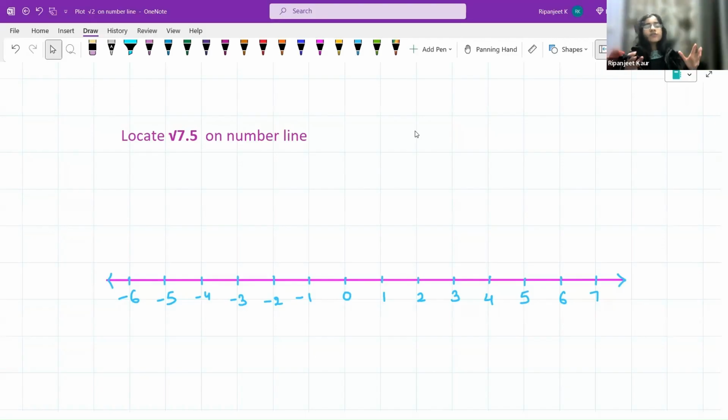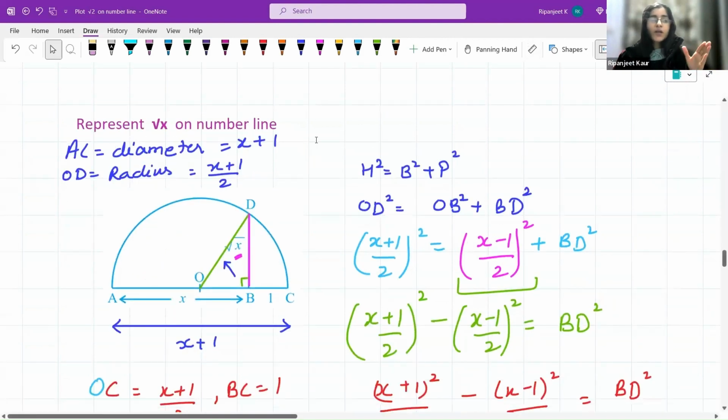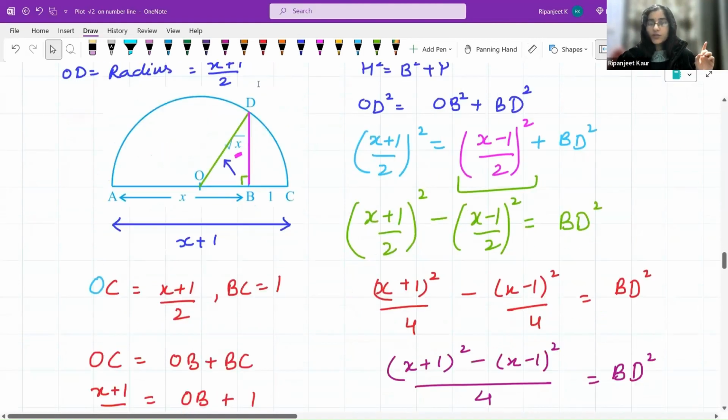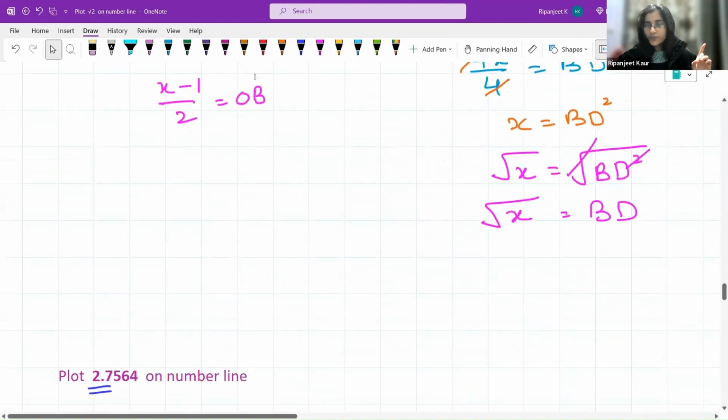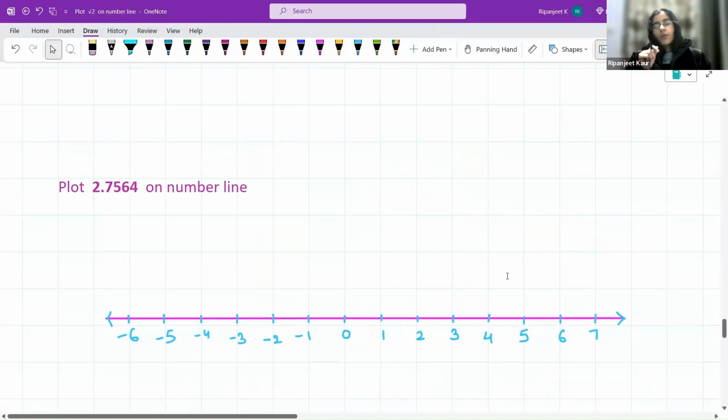So do you remember what we did in the previous session? If not, let me remind you once. So here it is. How to locate root 7.5 on the number line, or for that matter, how to represent any number on the number line which is an irrational number and the proof for it as well. Do you think you can plot this on the number line? If yes, what is the way? Let us look into this a little.